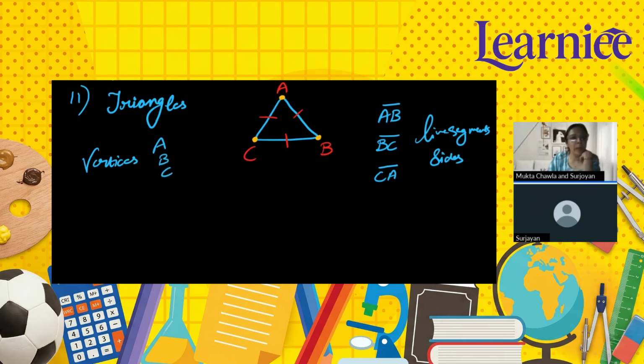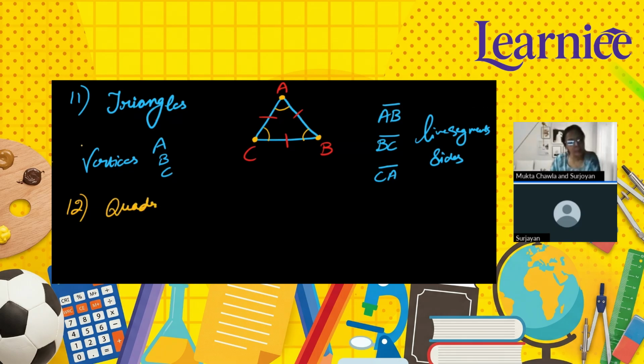And can you name the angles over here? So the first angle is CAB, then ABC, then BCA. Yes, very good. Angle A, angle C, angle B. Good. Next we have quadrilaterals.